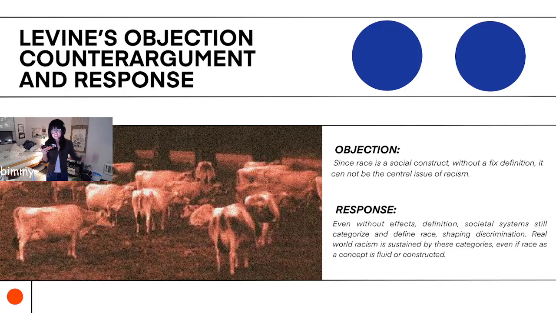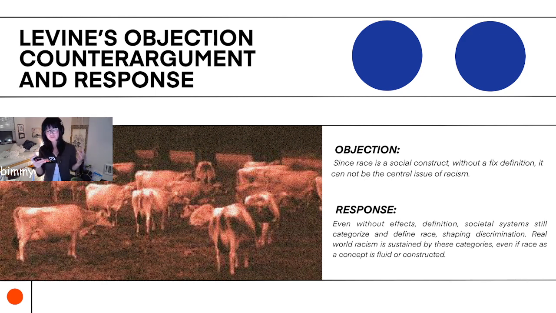A strong objection Levine could raise against my argument is that racism is not truly about race and color, because there is no universal consensus or fixed definition of what race is. He acknowledges that there are undoubtedly a plethora of issues concerning racism, one of which is the very concept of race. If race is a societal construct without a fixed definition, then Levine can claim that it would not be the central issue of racism.